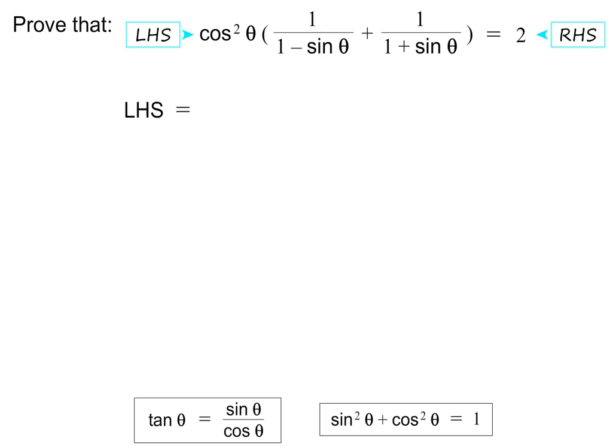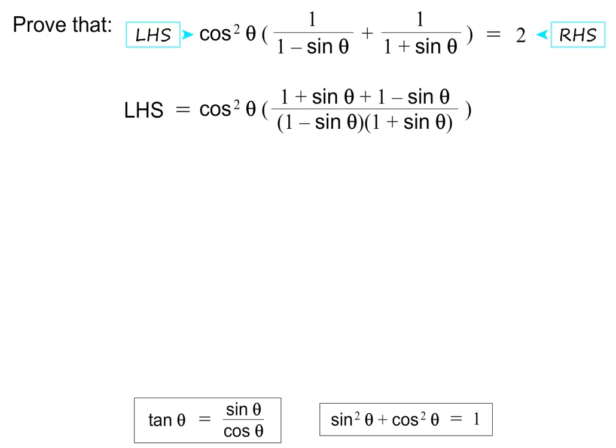We always begin by working with one of the sides. In this case, I choose the left-hand side. Let's begin by adding the two terms inside the bracket. I hope you agree with this denominator. This means that the numerator will be 1 plus sine theta plus 1 minus sine theta. If you're not sure about this step, it may be necessary for you to do the grade 10 lesson on algebraic fractions.